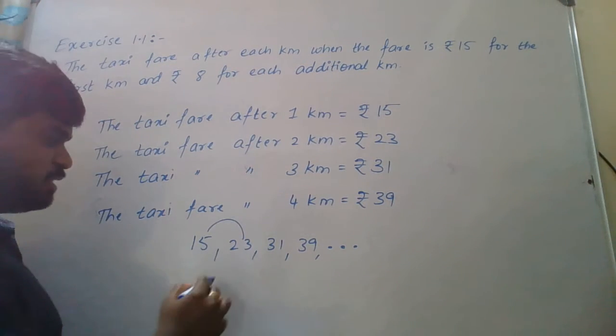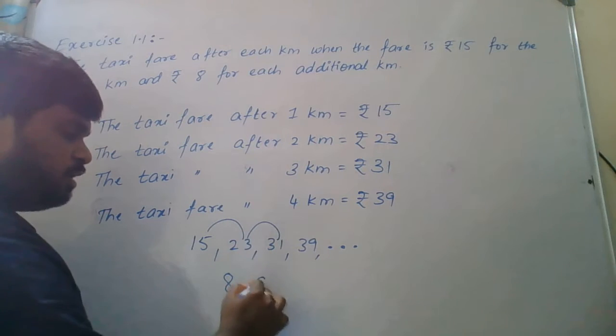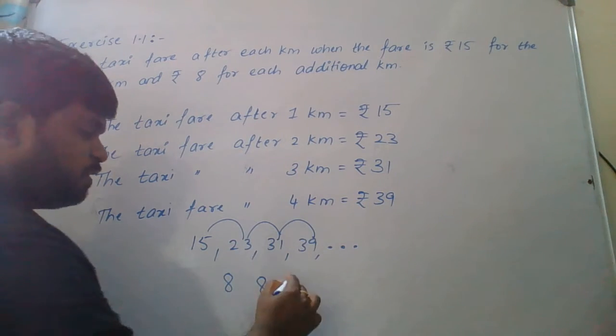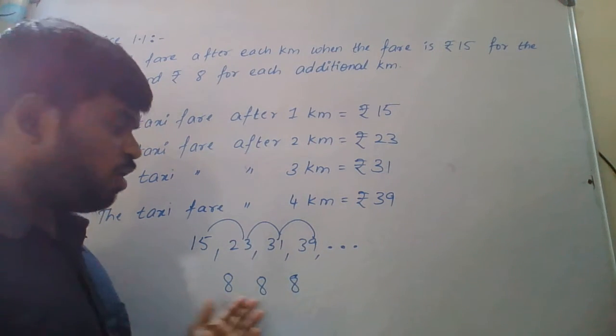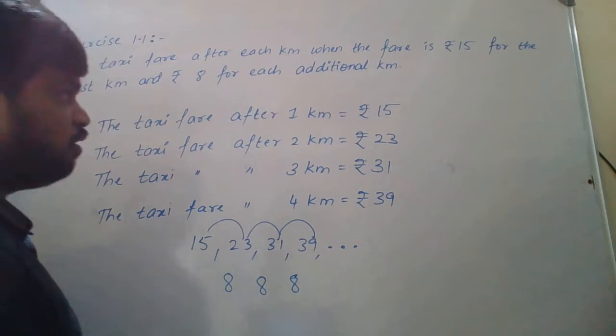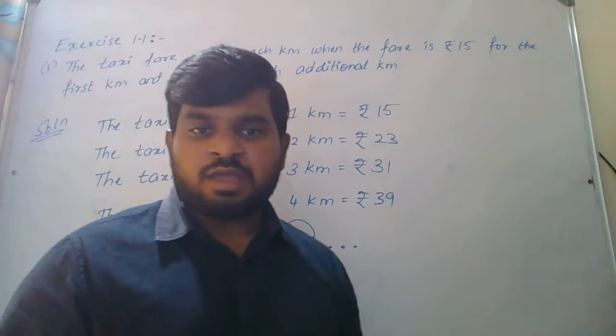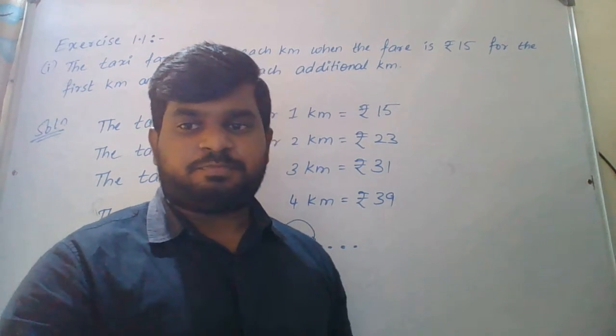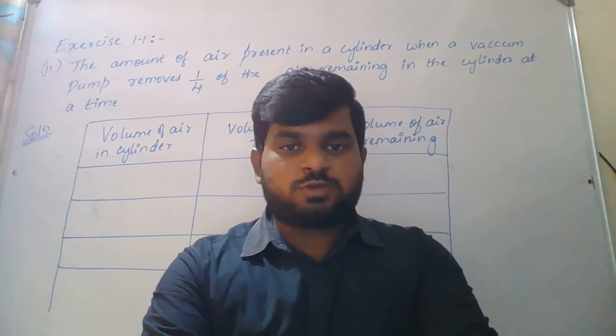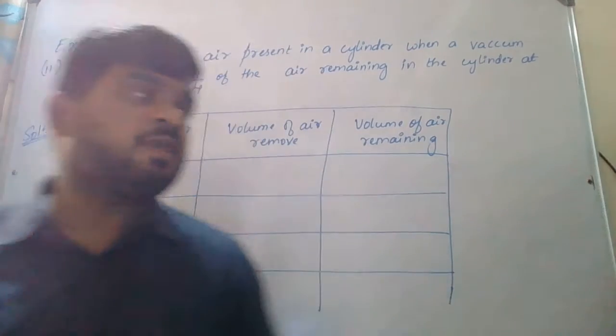23 minus 15 is 8. 31 minus 23 is also 8. 39 minus 31 is also 8. If you keep doing this, you will get a common difference. Therefore, this situation that is given is an AP. Okay, so let's go to the next problem. Okay, students, let's go to the next problem.